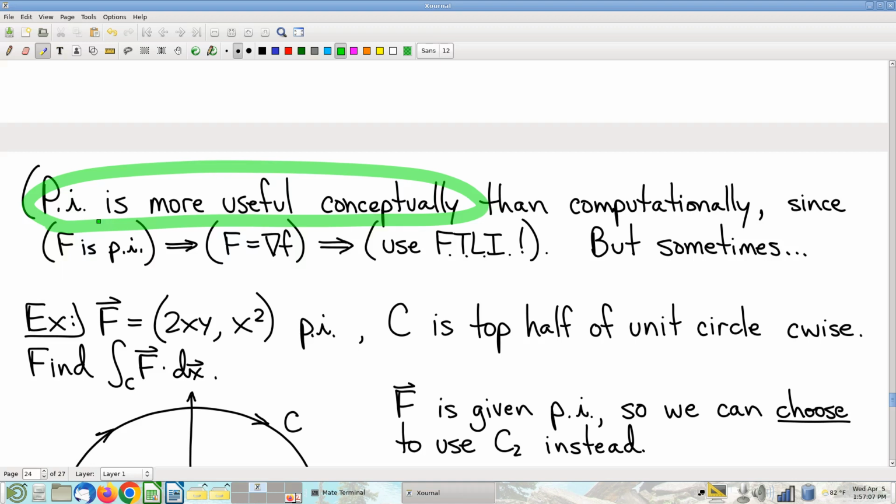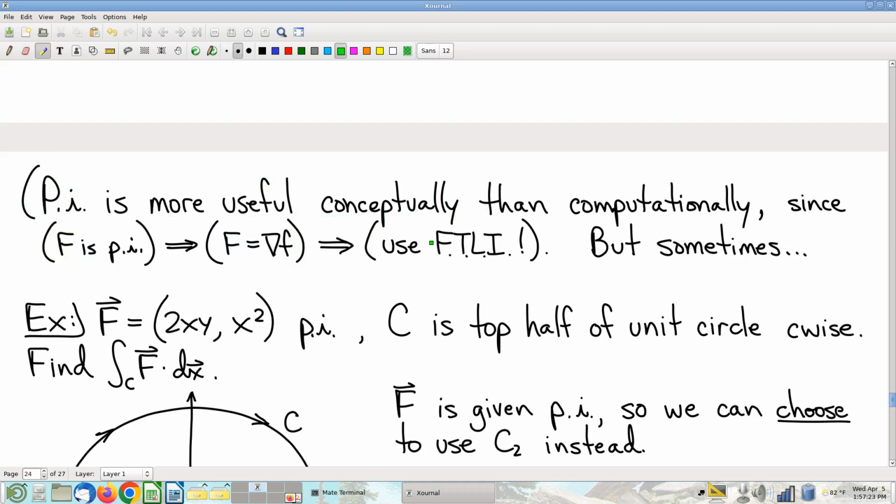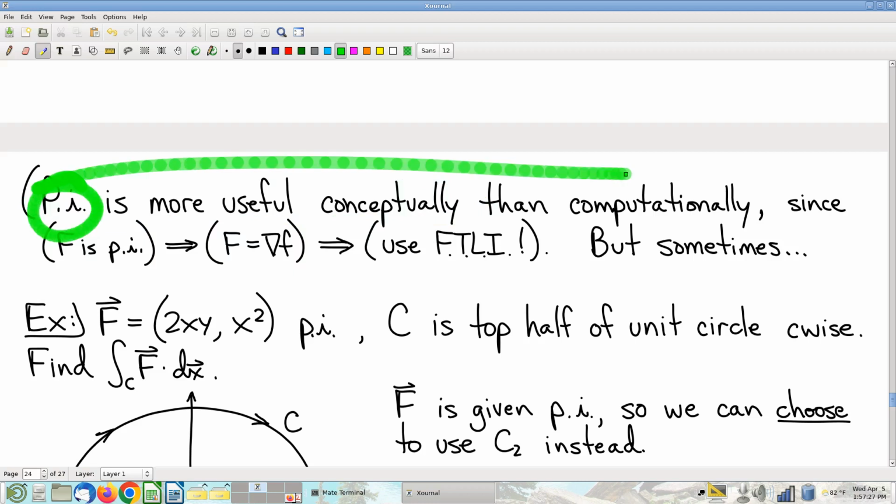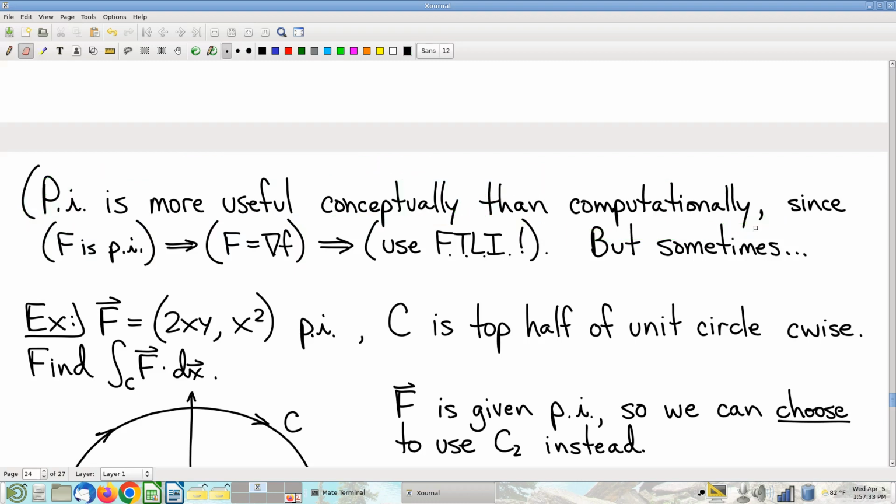And what I think is wonderful about this argument is that it shows how, as a concept, path independence is really useful. You need that concept of path independence to be able to make the argument that I just made. Okay, so that's a digression. It's not critical to the course, but so to what extent is path independence useful computationally? I'm going to kind of argue that it's usually not.